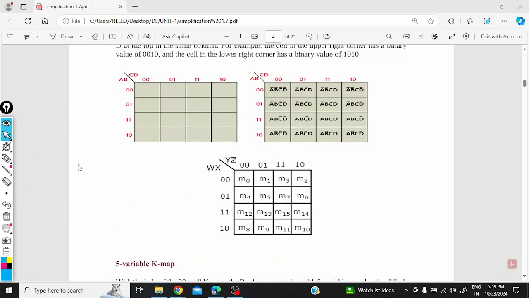Now coming to the four variable representation, it is like this: AB on one side, CD on the other side. AB can take 00, 01, 11, 10. The box values will be 0, 1, 2, 3, 4, 5, 6, 7, 8, 9, 10, 11, 12, 13, 14 and 15. So this is the representation for the four variable K-map.